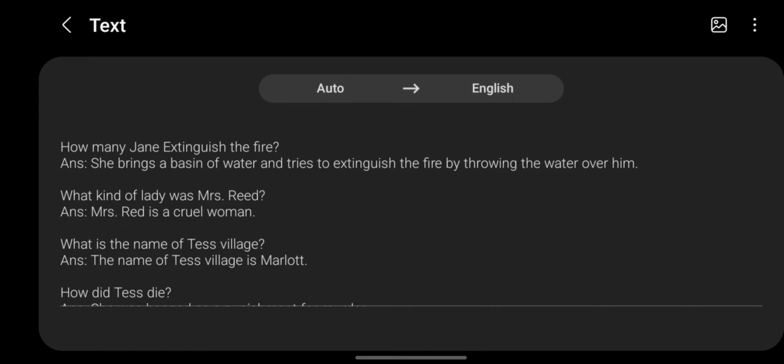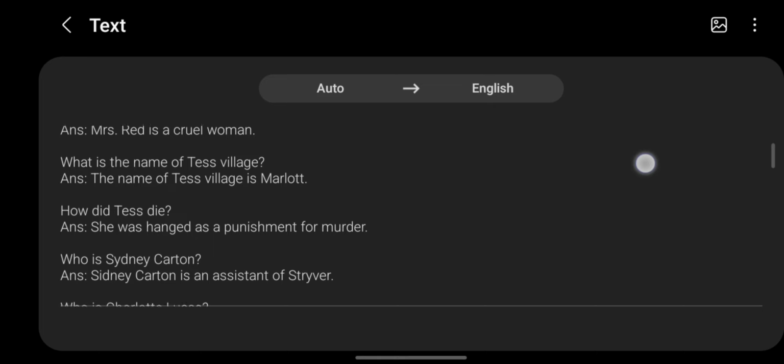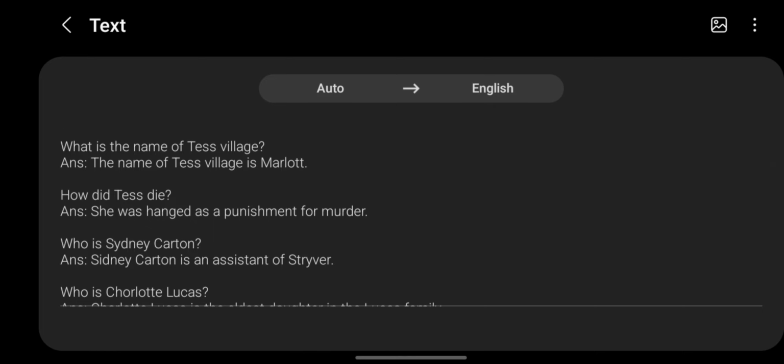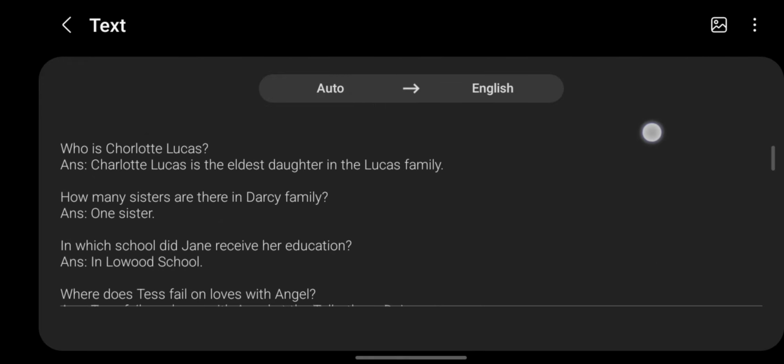What kind of lady was Mrs. Reed? ANS, Mrs. Reed is a cruel woman. What is the name of Tess's village? ANS, the name of Tess's village is Marlott. How did Tess die? ANS, she was hanged as a punishment for murder. Who is Sidney Carton? ANS, Sidney Carton is an assistant of Stryver. Who is Charlotte Lucas? ANS, Charlotte Lucas is the eldest daughter in the Lucas family.